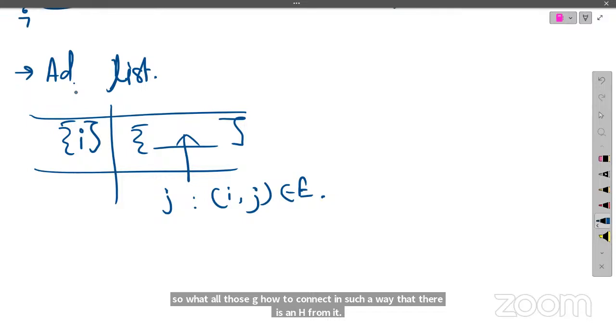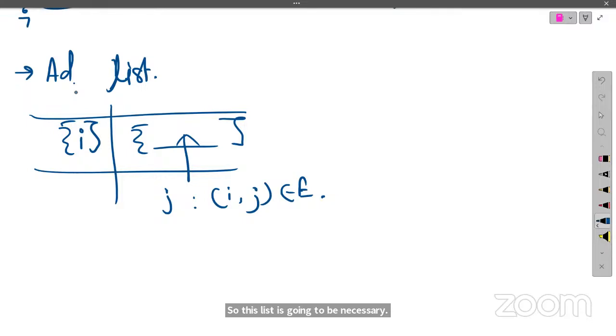Now, there are several cases where adjacency matrices will be much easier to handle, and there are some cases where using an adjacency list is much more useful. Those two things we will learn when we talk about the complexity of the BFS and DFS process.